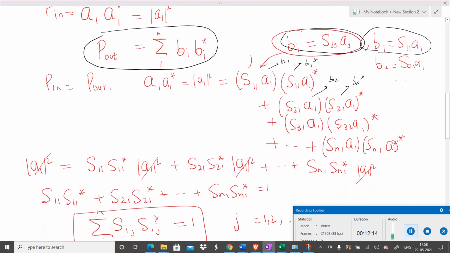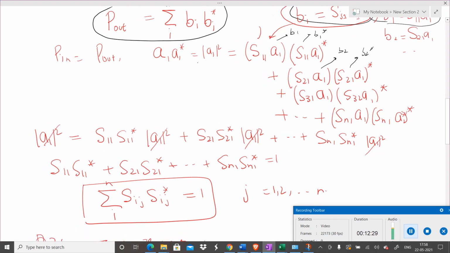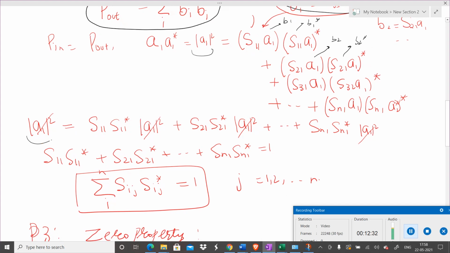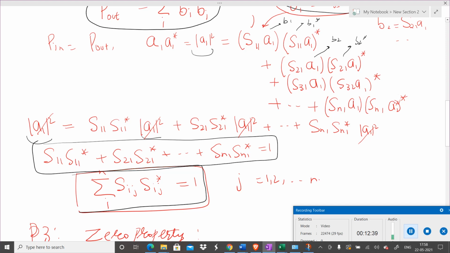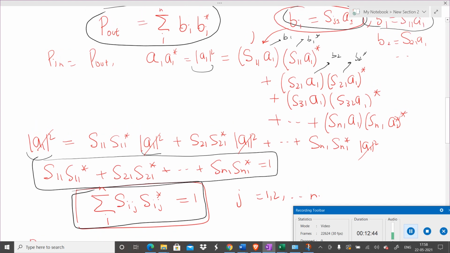Then I will use a very simple identity. S11 conjugate I will combine here, and A1 conjugate becomes mod A1 squared. A1 conjugate here also becomes mod A1 squared, and so on. The left hand side is already mod A1 squared, so mod A1 squared is common on both sides, and hence we get the identity which is required. This is not a rigorous proof. The rigorous proof is a little bit involved. It is a very simple proof, or you can say some sort of intuition we are getting into this property.